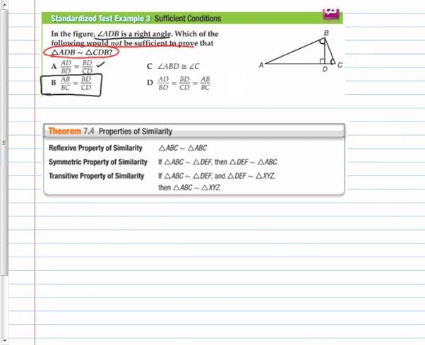Angle similarity. Don't forget about that one. All it takes is two angles.